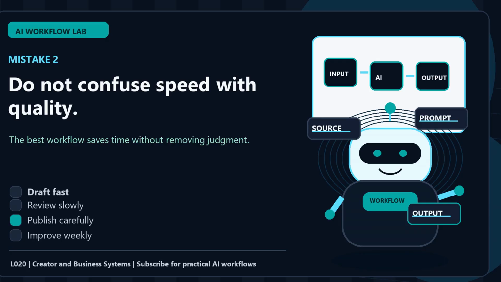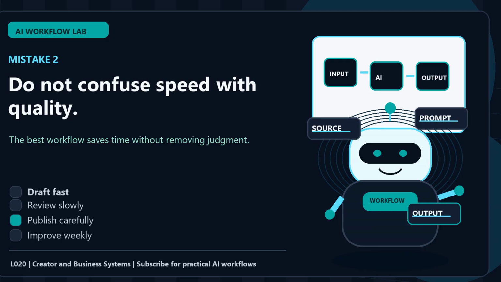The second mistake is confusing speed with quality. AI can draft quickly. That does not mean everything should move quickly. The workflow should speed up gathering, sorting, drafting, and formatting. It should not remove judgment from decisions that affect money, customers, health, legal issues, privacy, or reputation. So build a two-speed system. Draft fast. Review deliberately. For low-risk internal notes, you can move quickly.